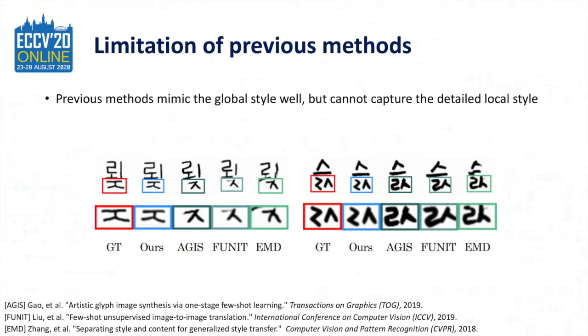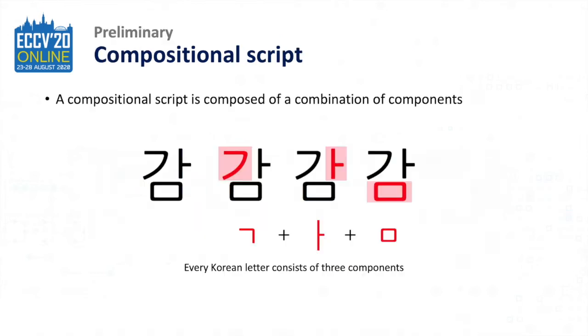There are several previous studies for few-shot font generation. However, the existing methods mimic the global style well, but they cannot capture the detailed local styles. To solve this problem, we introduced compositionality into the model, and it remarkably improves the stylization quality. The results are highlighted in the inset boxes. As shown in the figure, comparison methods generate completely different results from the ground truth.